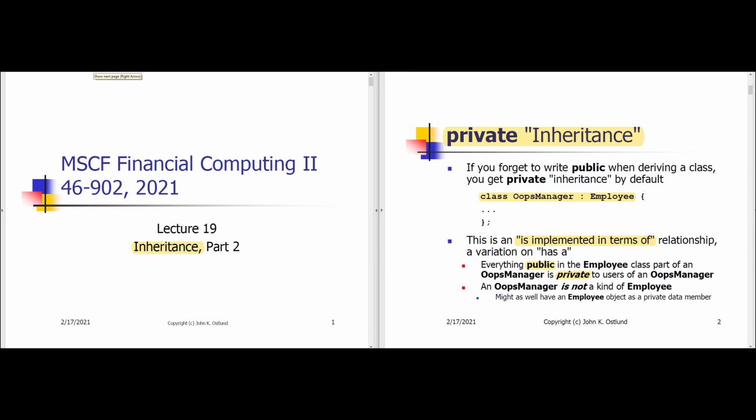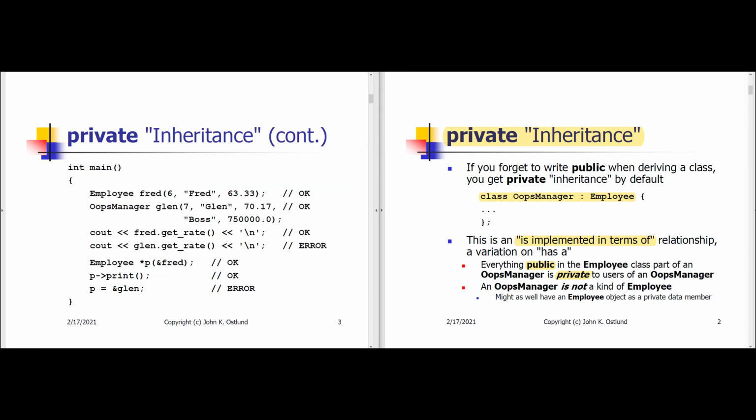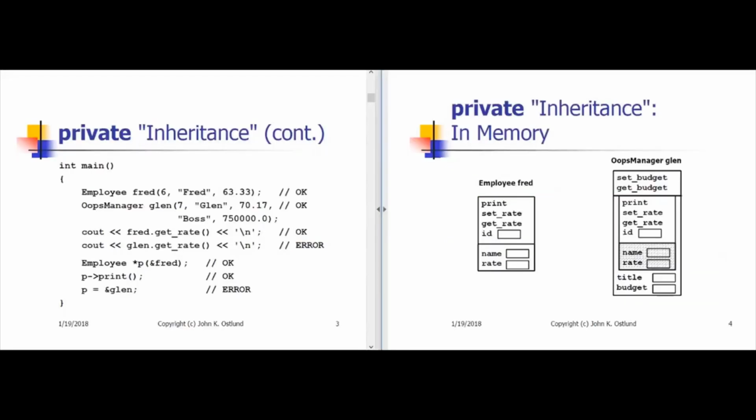Here on slide 3, we have an example program using the employee class and the oops manager class. And on slide 4, I have a diagram illustrating what the problems are here. Okay, so in slide 3, we're saying that Fred is an employee object. Fred is initialized with an ID of 6, a name of Fred, a rate of 63.33. Next, we declare an oops manager object called Glenn.